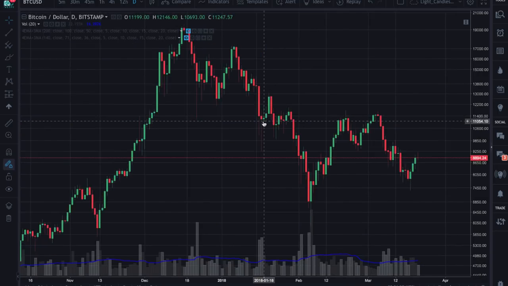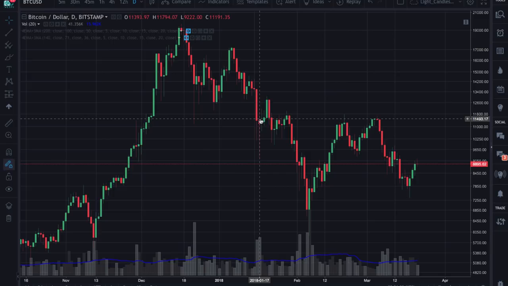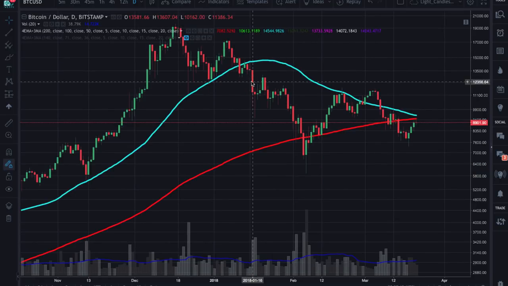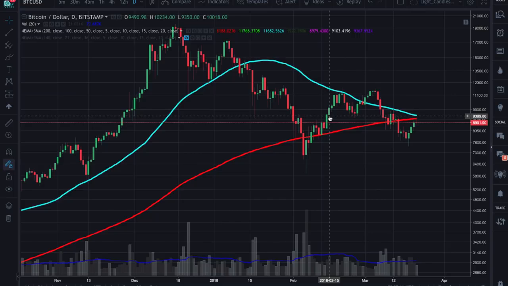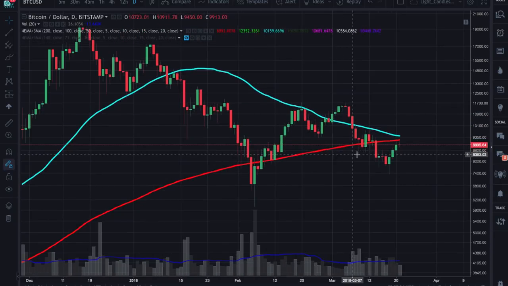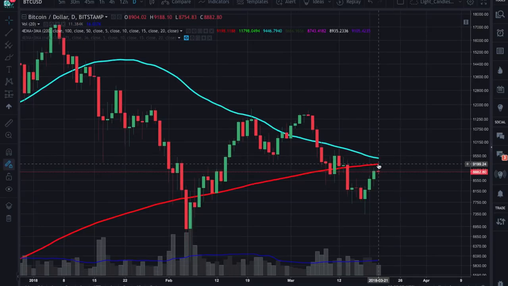Looking at Bitcoin, this is the daily chart of Bitcoin on the Bitstamp exchange. And I'm going to overlay the two most popular moving averages that are often referred to when they're talking about the death cross. And that is the 50-day moving average and the 200-day moving average. So on this chart, the 50-day is this bright blue line, and the 200-day is this red line. And you can see here from the charts that the two lines are getting very close, and it looks like an intersection of these two lines is imminent, whereas the 50-day is going to cross below this 200-day.